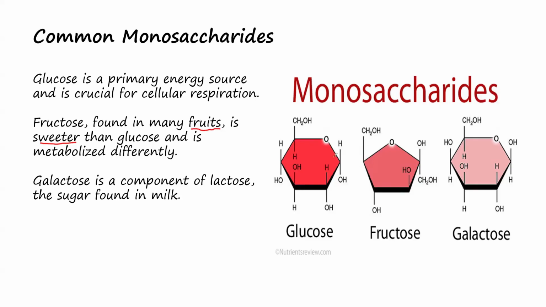And of course, look at the structure here and you can see the difference clearly. In the case of galactose, look at the OH here, OH, but look at the fructose and look at the glucose. So these are the three most common examples of monosaccharides, and these are the cyclic form of the monosaccharide that are mostly found in a solution.